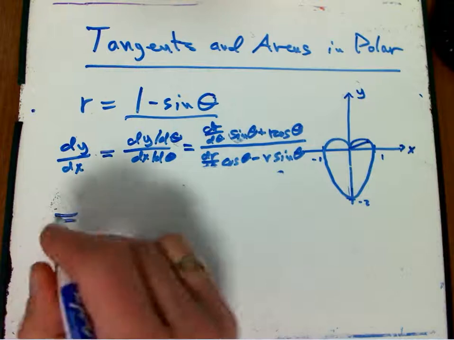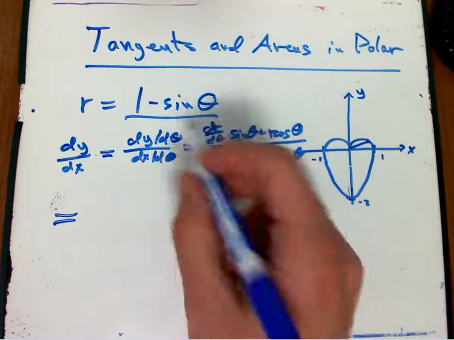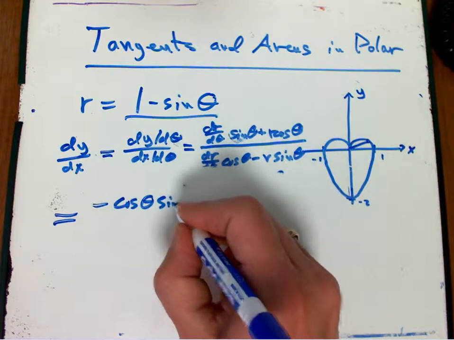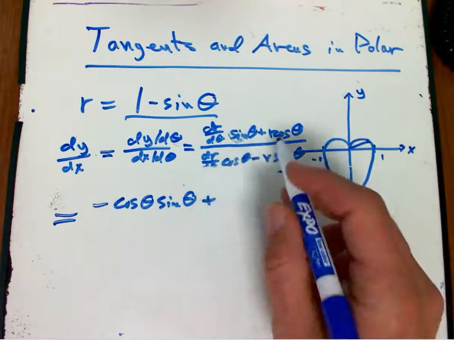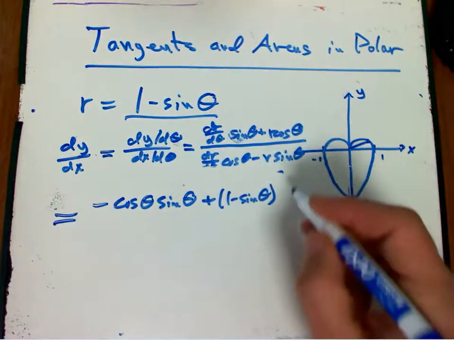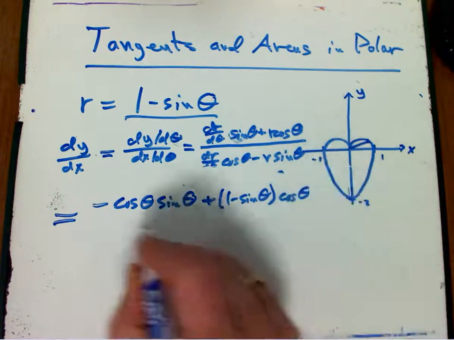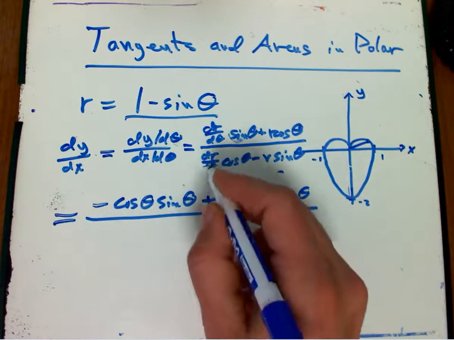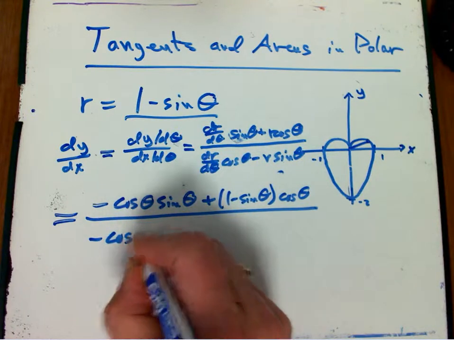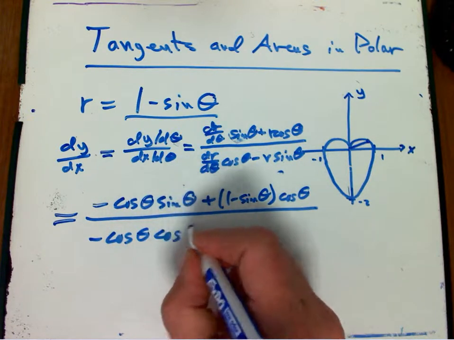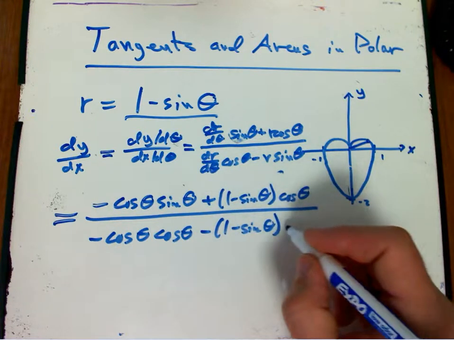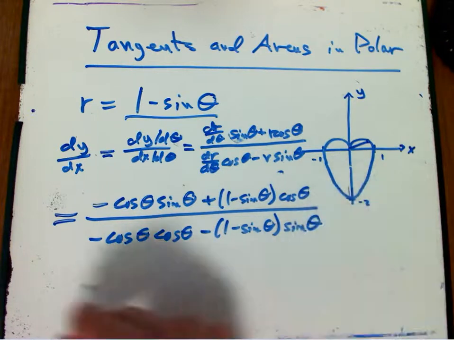Okay. In this case, dr d theta is going to be minus cosine theta times sine theta, plus the quantity 1 minus sine theta times cosine theta, all over, I erased that, dr d theta again, that same minus cosine theta, minus the quantity 1 minus sine theta times sine theta. Better, can we simplify at least a little bit?